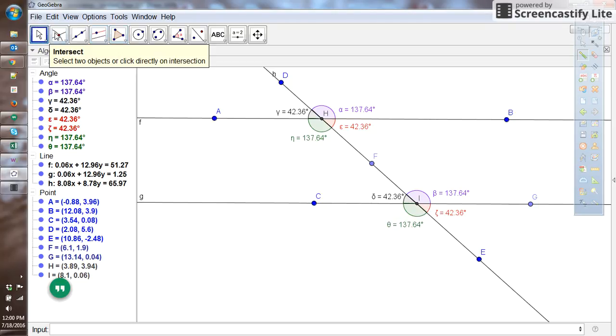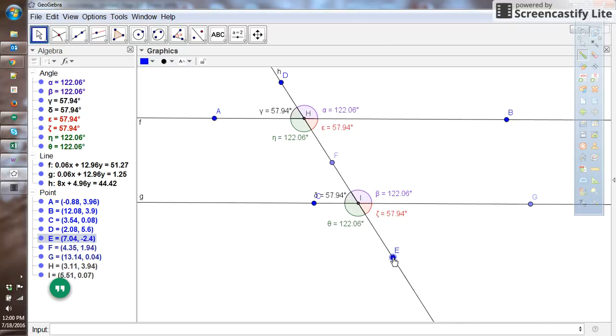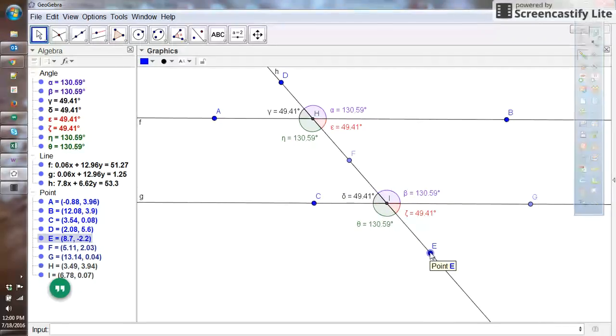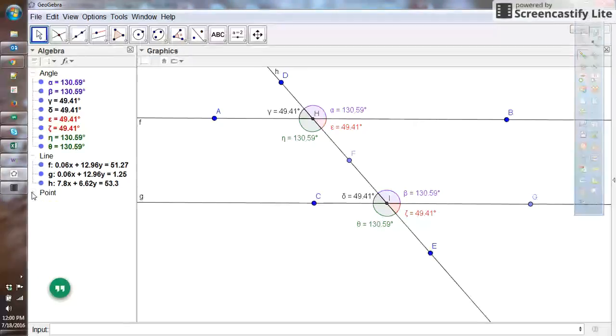Now, just like I said before, if we change any of these lines, the angles will change, but they will always be congruent pairs, which is kind of interesting. Again, the name of these is corresponding angles. So corresponding angles, just to recap, means that they're going to be on the same side of the transversal and the same side of each parallel line. Corresponding angles are congruent, which means they have the same measure, or the same angle measure.